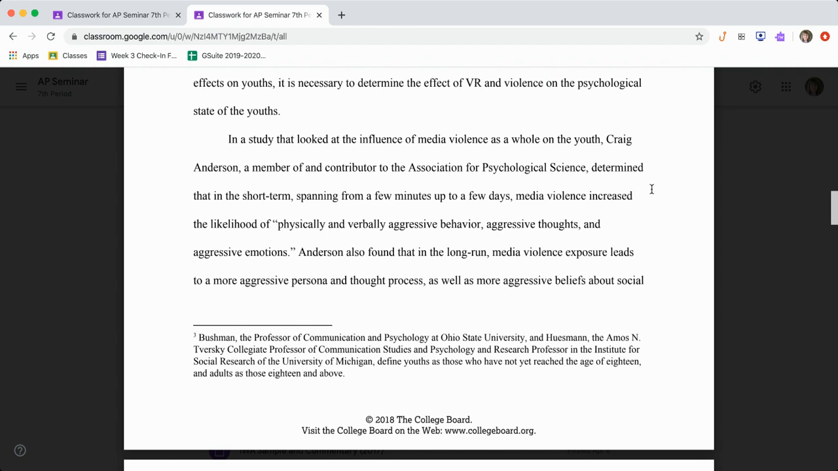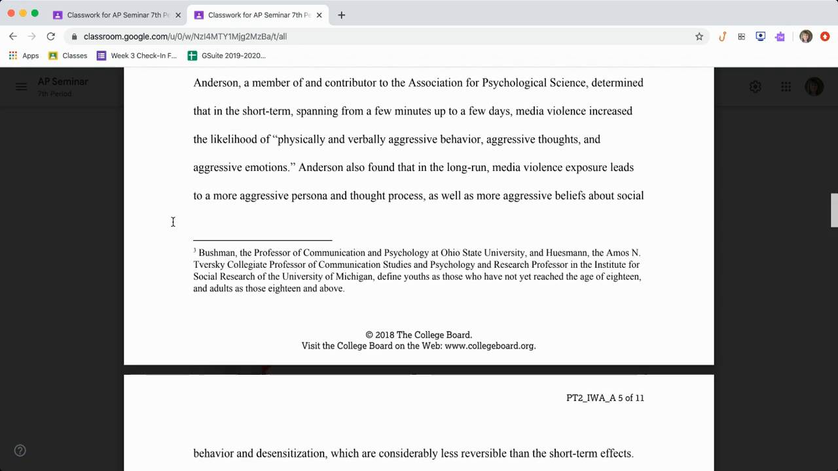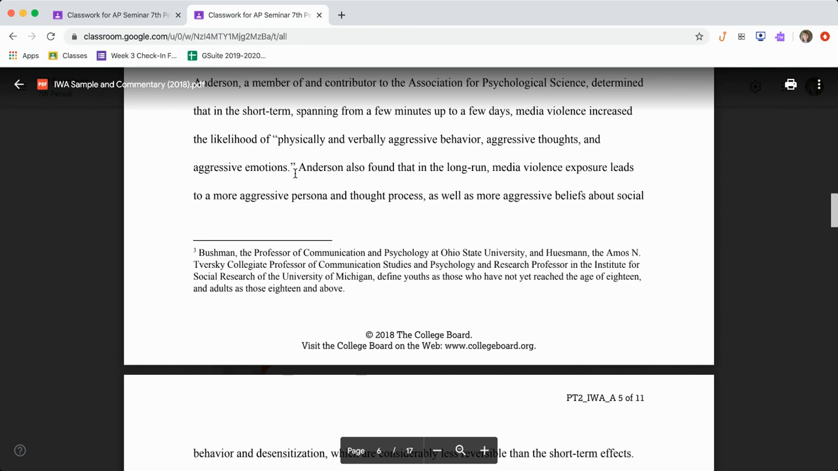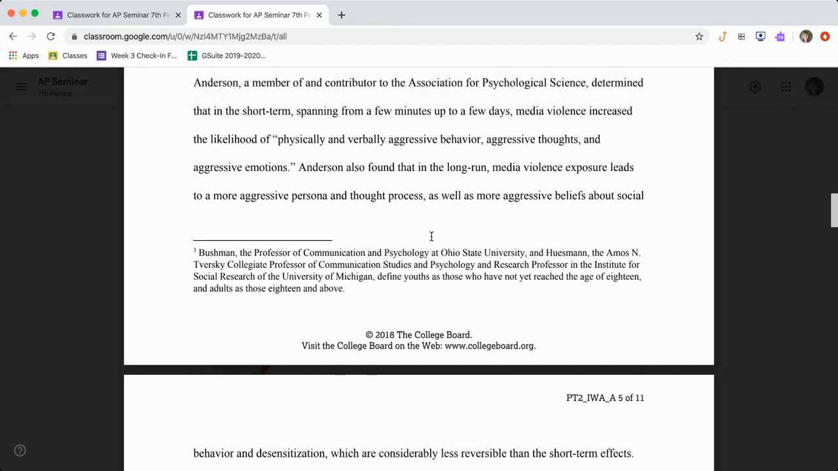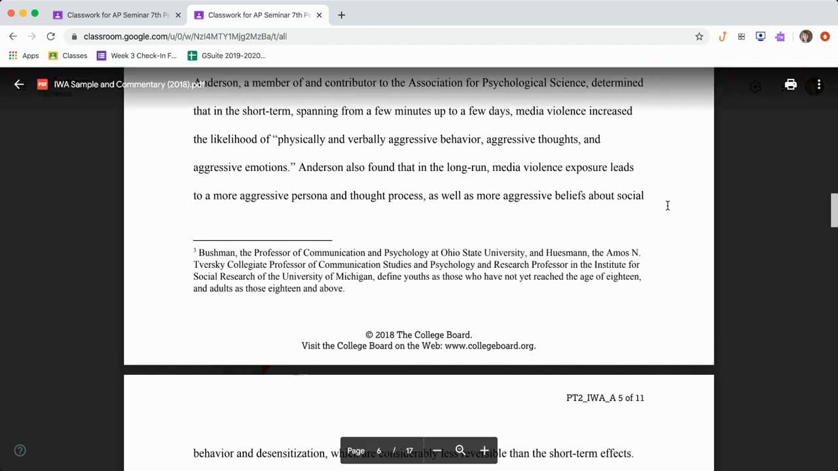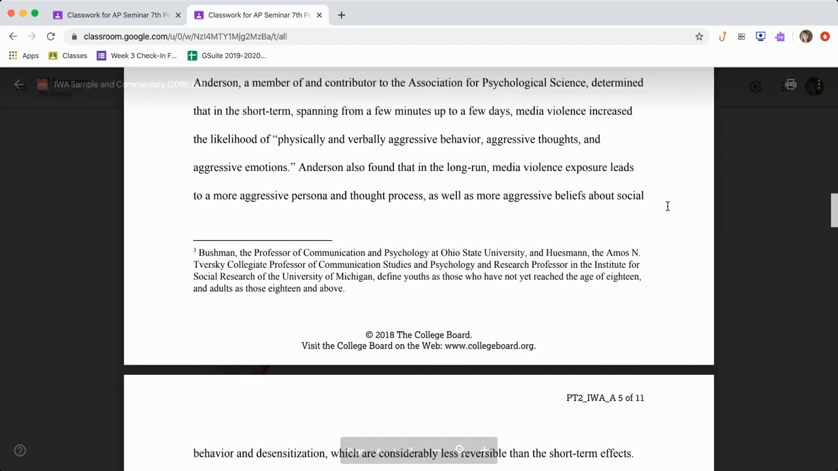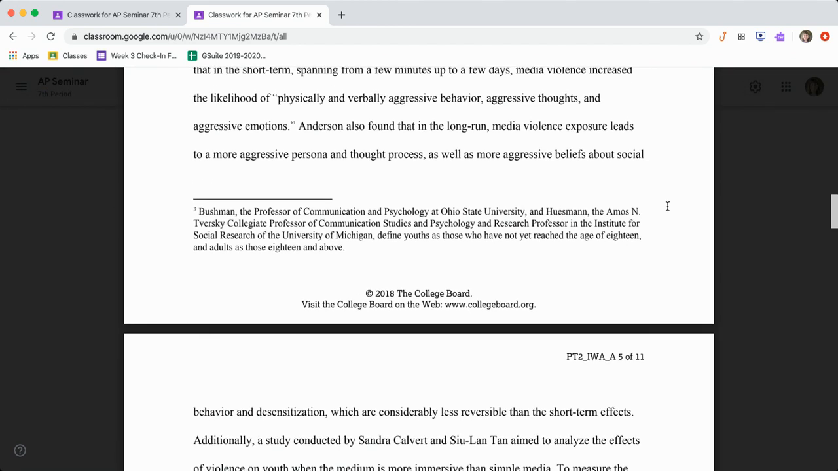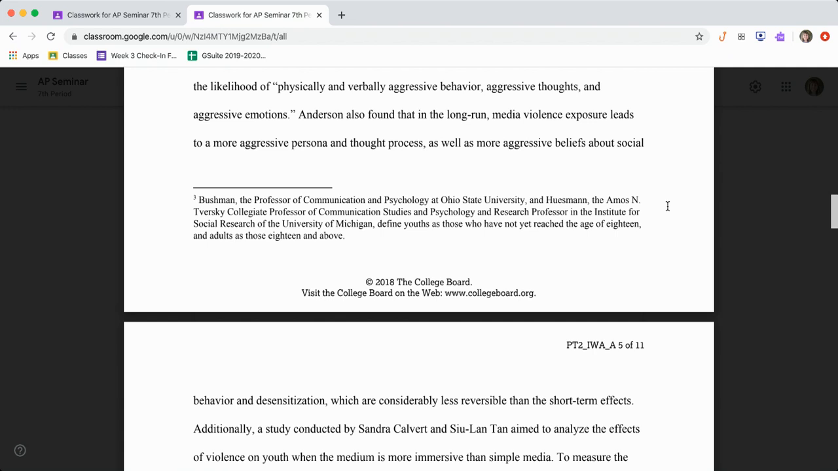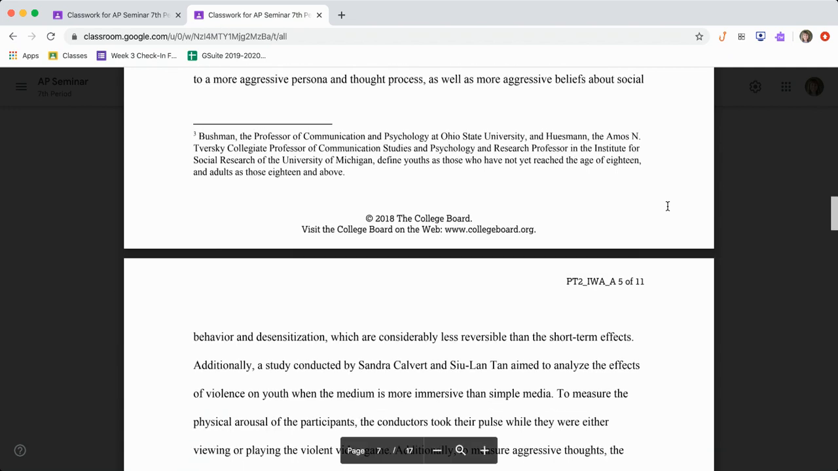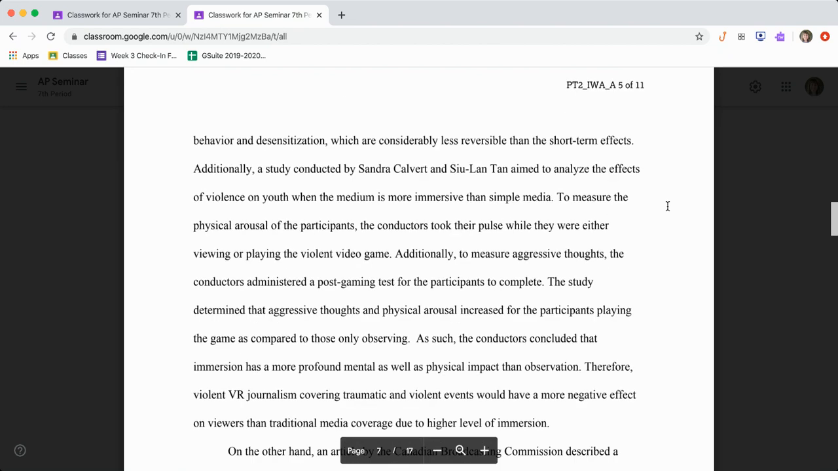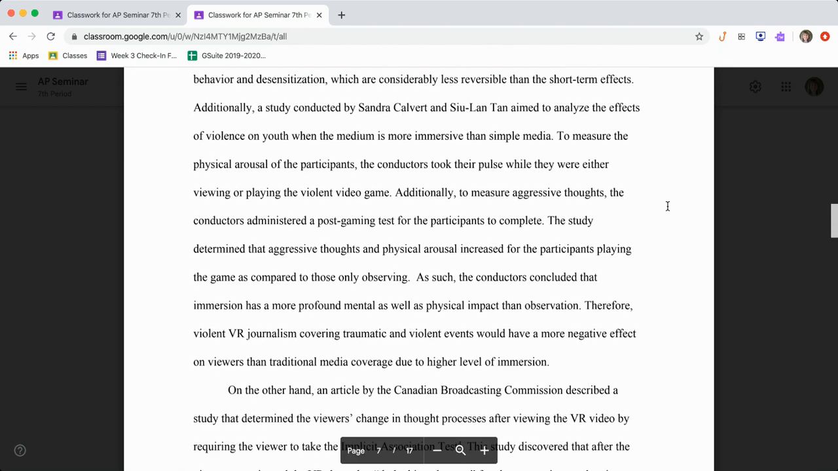So the author goes on to say that he determined that in the short term, spanning from a few years to a few days, media violence increased the likelihood of, and here's where he's dropping in a quote, physically and verbally aggressive behavior, aggressive thoughts, and aggressive emotions. And then he expands and summarizes, saying that Anderson also found that in the long run, media violence exposure leads to a more aggressive persona and thought process, as well as more aggressive beliefs about social behavior and desensitization, which are considerably less reversible than short-term effects.